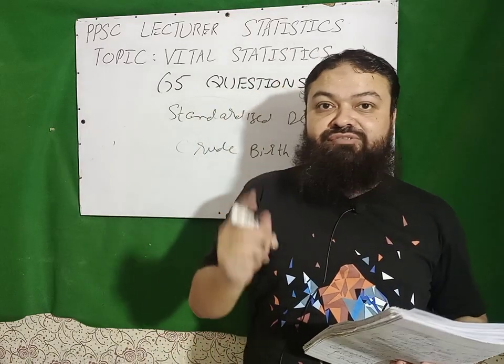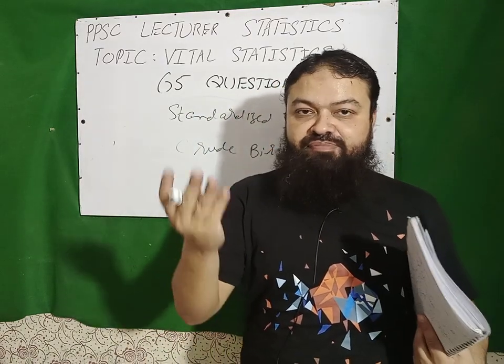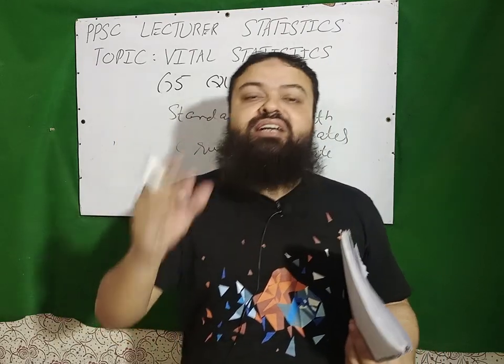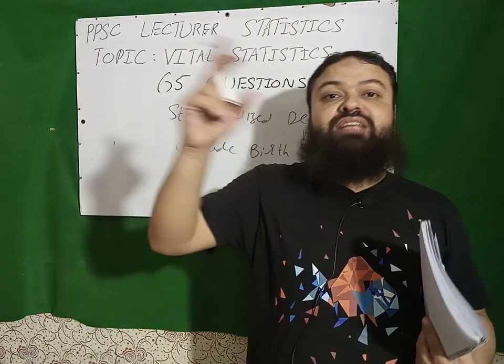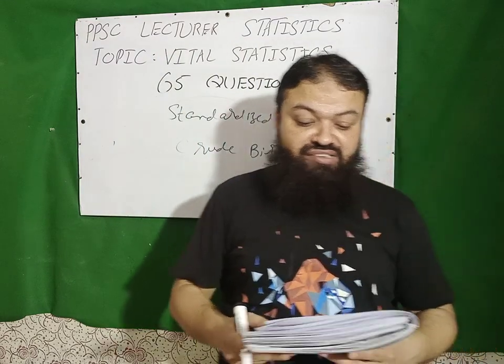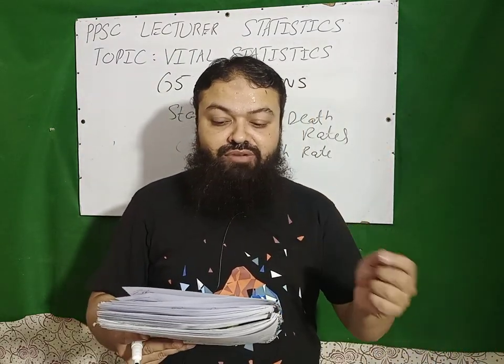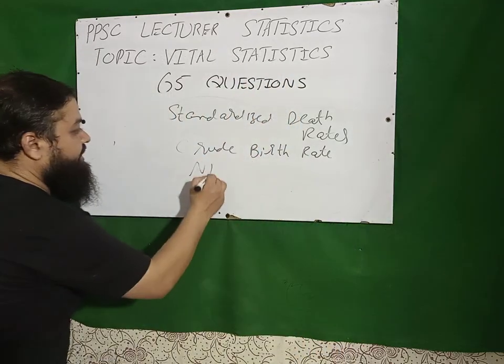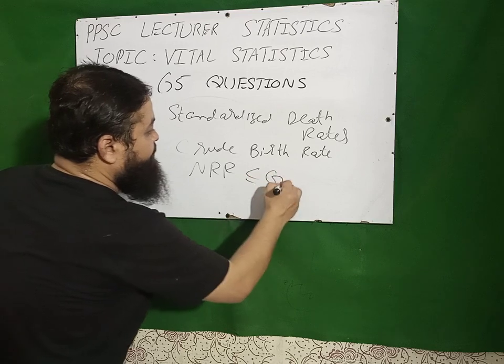A very important question. Vital rates, crude death rate, standardized death rate, specific death rate, infant mortality rate, they all are calculated per thousand. A very important one. Next is net reproduction rate is always less than or equal to gross reproduction rate. NRR is always less than or equal to GRR.